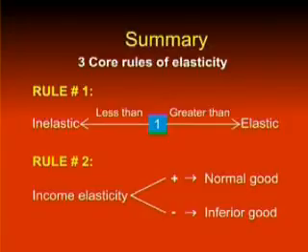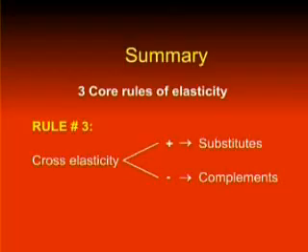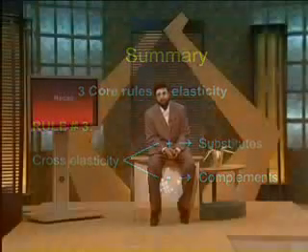Then you can see that Rule 2 relates to income elasticity of demand and simply says that when income elasticity of demand is positive, we are in the realm of a normal good. When it is negative, we are in the realm of inferior goods. Then we saw Rule 3, which relates to cross-price elasticity of demand. And we saw that when this elasticity is positive, we are talking about substitute goods, and when this is negative, we are talking about complementary goods. That, my friends, much to my sadness, concludes our discussion on elasticities.